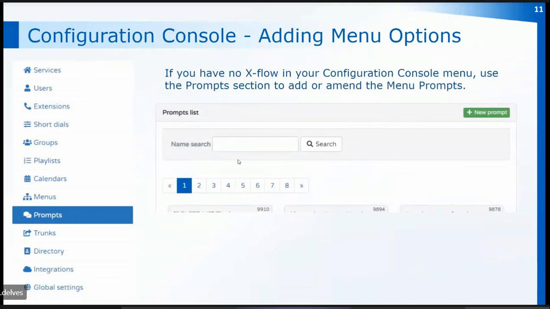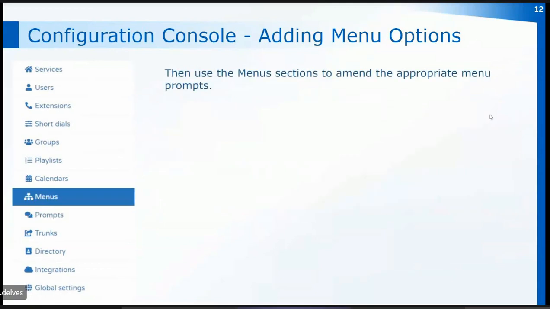When you go onto the prompt section, you'll be given a search box, so you can search for the particular prompts that you already use, or you can create a new prompt up at the top. Obviously, we'll need to create a new prompt so that we can give out the COVID vaccine information, the same as we did on Xflow.